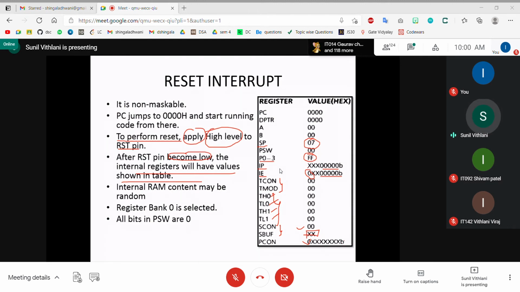What is the indication of b here? This is there in binary, it is indicating in binary. So internal RAM content will be random. Register bank 0 is selected.